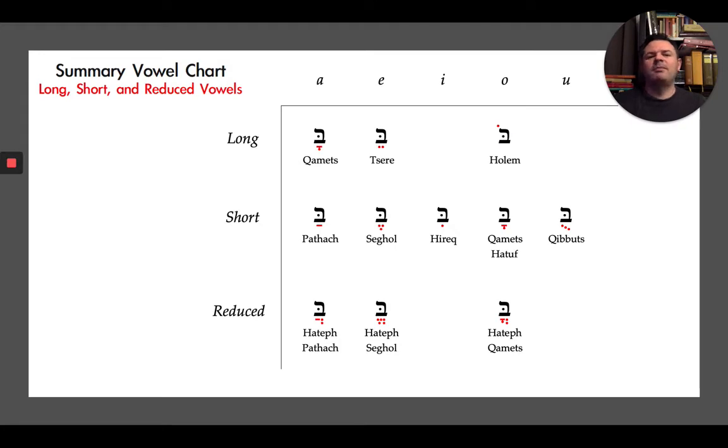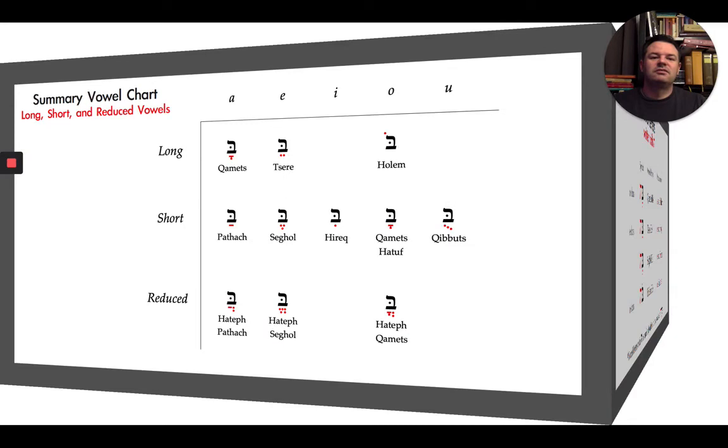This is probably the slide in the picture that you want to study from here, because you're going to remember the A sounds, the E sounds, the I sounds, the O sounds, and the U sounds together from this particular slide. So you've got the A class vowels, the kametz, the pathach, and the hetef pathach. And then you've got tsere, segol, and hetef segol for the E sounds. And then the hirik is the I class vowel. And then O, you've got holam, and then the kametz hatuf, and the hetef kametz, and then you've got the kibbutz.